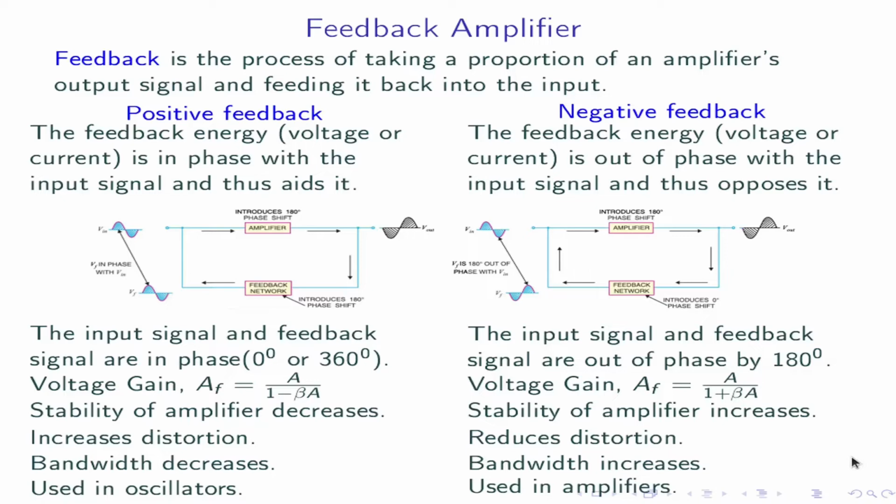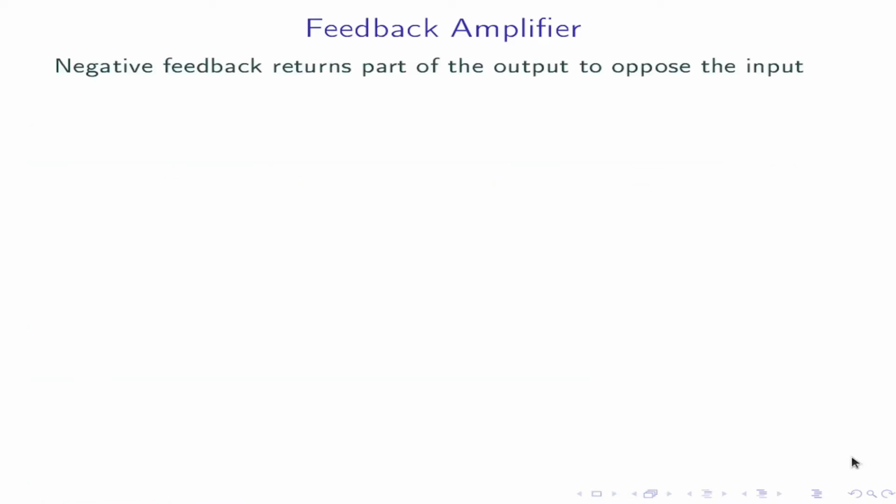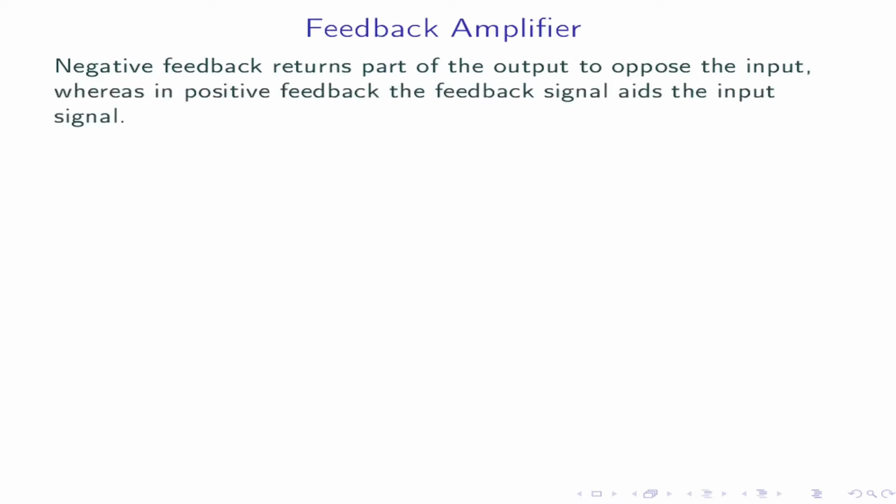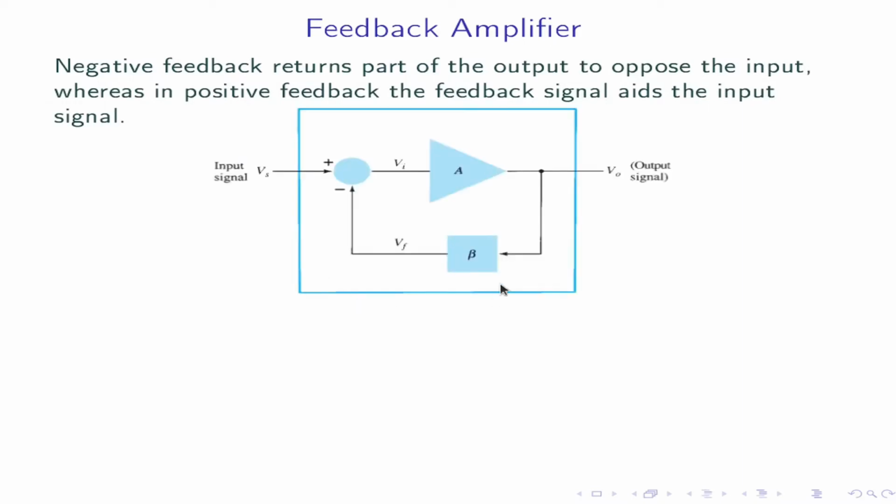Now we are focusing more on negative feedback. Negative feedback returns part of the output to oppose the input, whereas in positive feedback, the feedback signal aids the input signal. This is a feedback amplifier with feedback fraction beta, feedback voltage Vf. Vs is the input signal and Vo is the output signal. If Vf is equal to 0, there is no feedback. Therefore, gain is equal to Vo by Vs, that is equal to Vo by Vi.